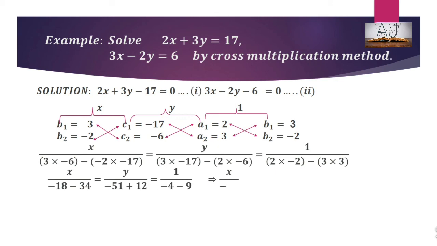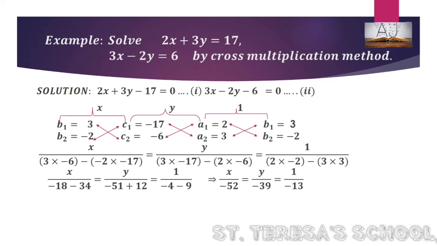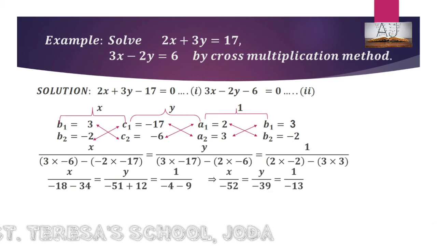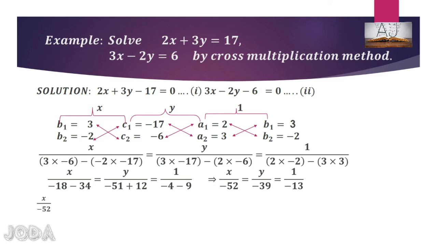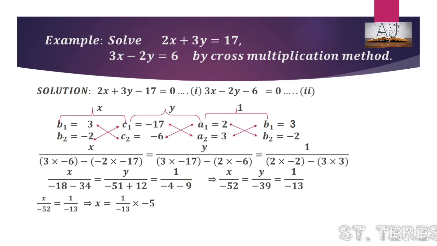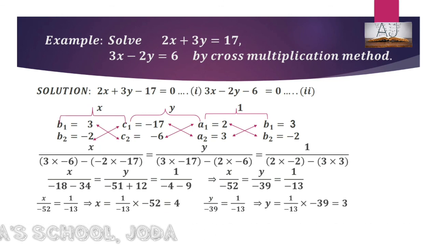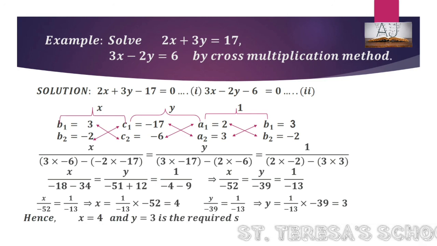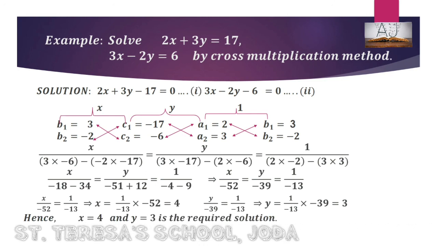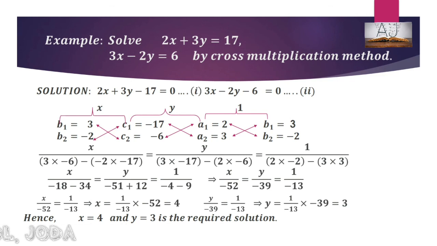This, if you simplify, you get this. Now, okay, you have to make x by minus 52 equal to 1 by minus 13, okay, and we can get the value of x. Similarly, if you make this equal to this, you will get the value of y. So both x and y we can get, and this is how we solve it. So this is the solution.